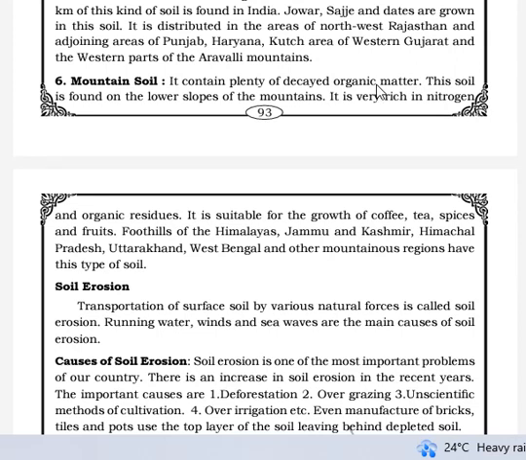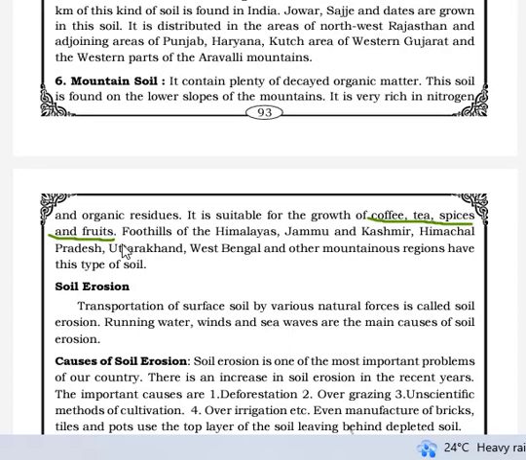So obviously it will be very fertile, rich in nitrogen and organic matter. It is suitable for the growth of coffee, tea, spices, and fruits. Now, what are the crops which can be grown in the mountain soil? Coffee, tea, spices, and fruits can be grown in this soil.